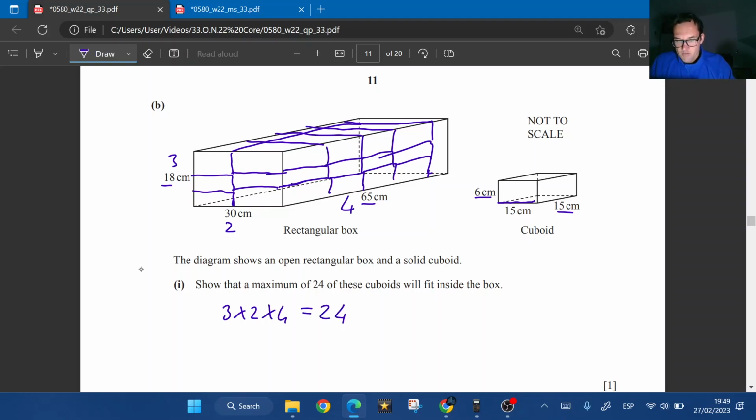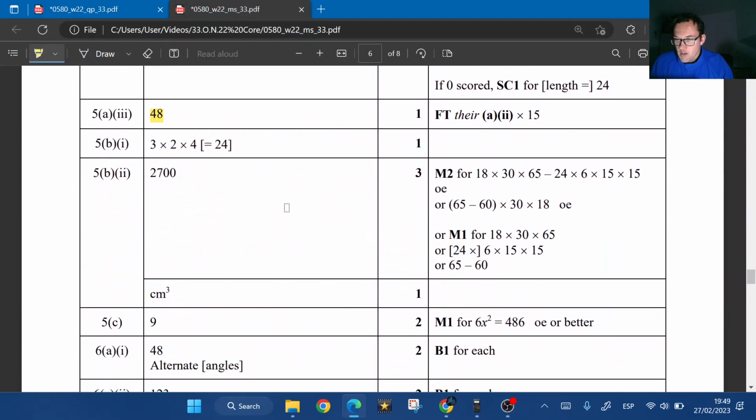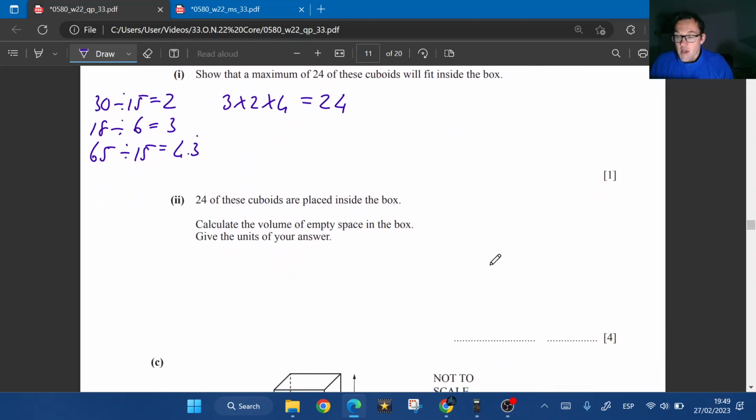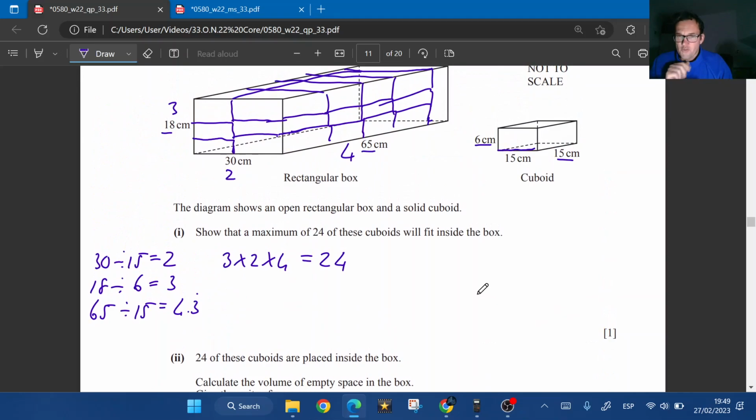Show that the maximum is 24. Okay, do you think I've done it? Maybe we should write down all the calculations we did. We did 30 divided by 15 is 2 to get the width. We did 18 divided by 6 is 3 to get the height. We did 65 divided by 15 which is 4.3 recurring, so we know only 4 boxes will fit lengthwise. So 3 times 2 times 4. That was good enough. 3 times 2 times 4 is 24. 24 of these cuboids are placed inside the box. So they fill it up as much as they can.